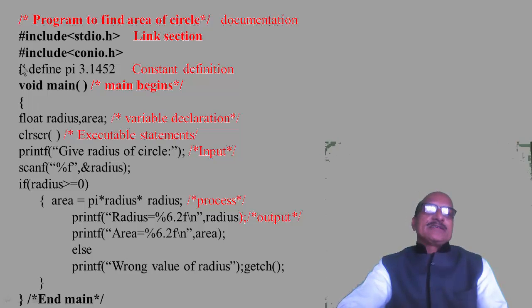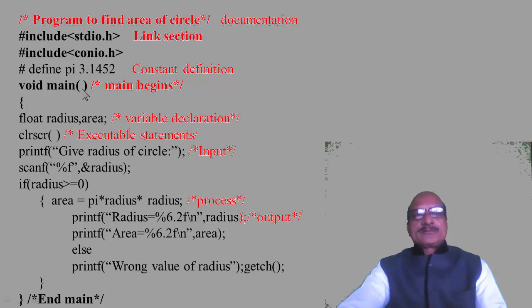One constant is also defined here, define pi 3.1452, because in the formula for the area of a circle we require this constant. This is nothing but the constant definition. Whatever is written in red is not executed by the machine. This is only for the programmer's purpose. Then void main, parentheses open and close. Every C program should begin with main, and that should be written as void main. Then you have to open this curly bracket.